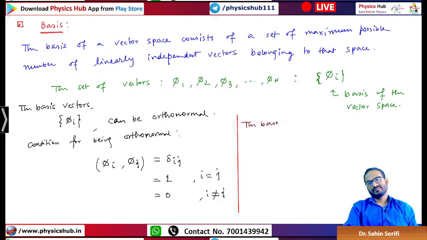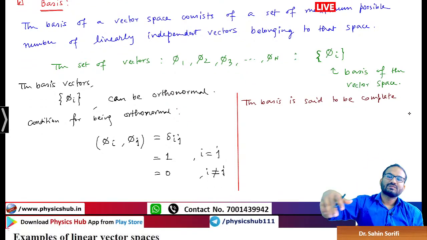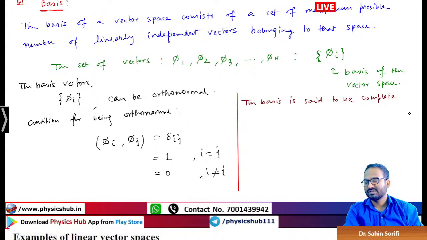The basis is said to be complete when this basis vector spans the whole space. Spanning the whole space means we can represent any vector in terms of the basis vector.